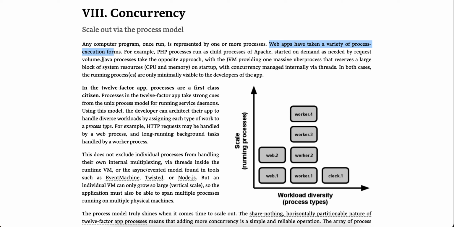Java processes take the opposite approach, with the JVM providing one massive super process that reserves a large block of system resources on startup, with concurrency managed internally via threads. In both cases, the running processes are only minimally visible to the developers of the app.